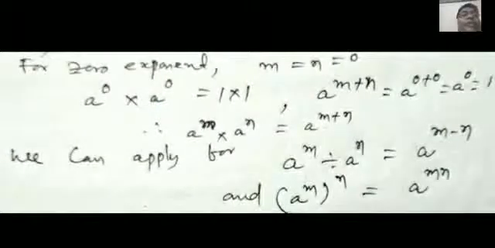Next, let us verify for zero exponent, taking m equal to n equal to 0. So a to the power m into a to the power n is equal to a to the power 0 into a to the power 0. a to the power 0 means 1, so it is 1 into 1. And a to the power m plus n becomes a to the power 0 plus 0, which is equal to a to the power 0, equal to 1. So this verifies that a to the power m into a to the power n is equal to a to the power m plus n. I hope it is clear.